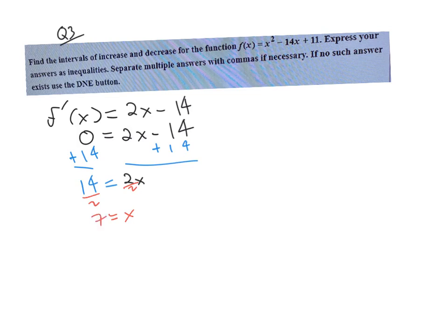So that 7 gives us our boundary point. We have our number line, and we have that 7 right there. We have these two intervals we're looking at: the left side where x is less than 7, and the right side where x is greater than 7. All we do now is plug values into our derivative function. One value I'll plug in is something to the left of 7, which is 0, and then any number to the right of 7. I'll plug in 8.